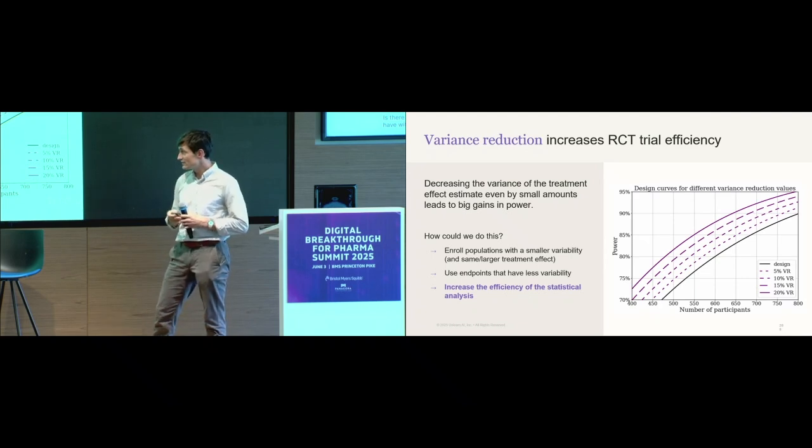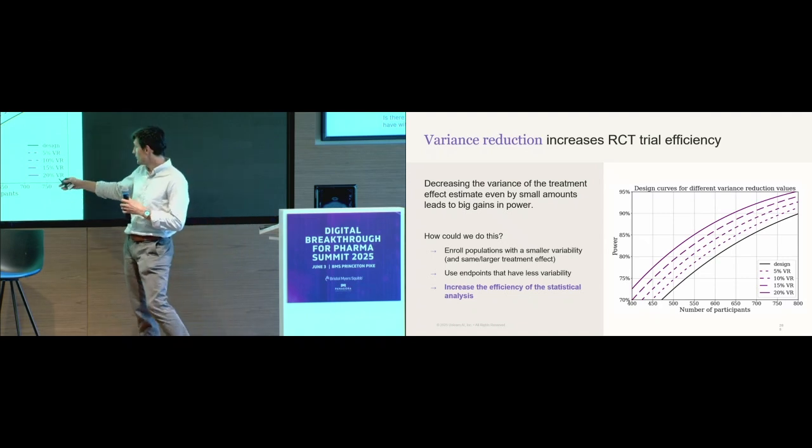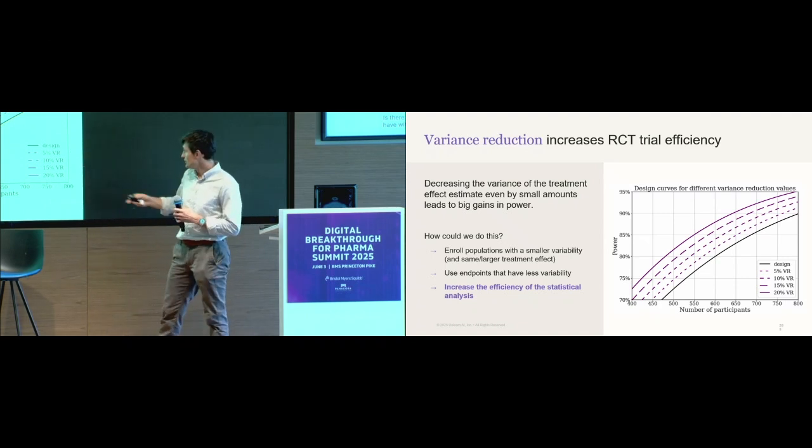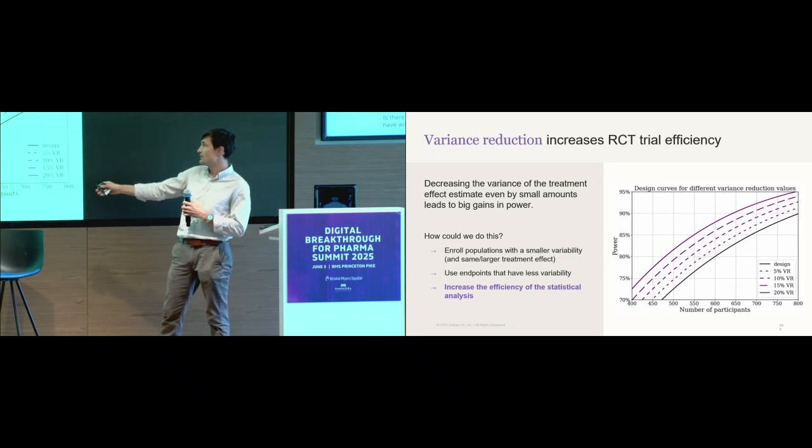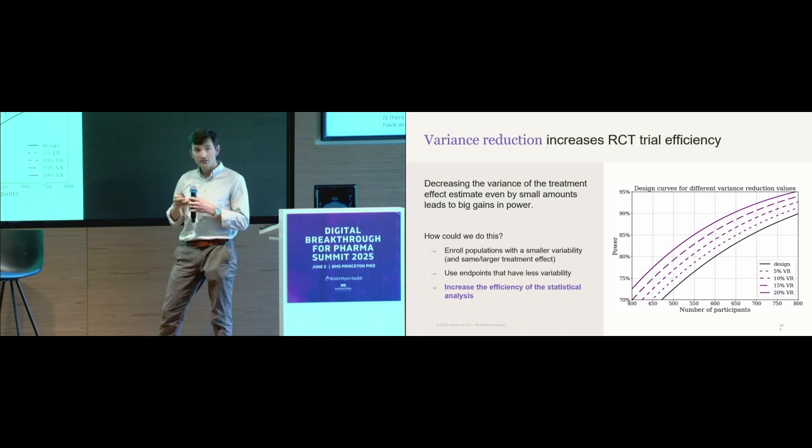But the thing I'm going to talk about here is you can increase the power, or increase the statistical efficiency, of a trial by decreasing the variance of the treatment effect estimate. And you can see here what happens when you move from the original design trade-off, the relationship between number of participants and power. If you can decrease the variance of your treatment effect estimate, you can move that power curve up, allowing you to achieve more power with fewer subjects, or achieve the same power with fewer subjects, or more power with the same amount that you have.